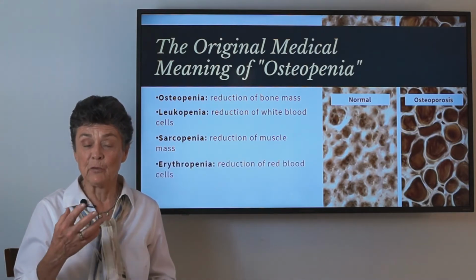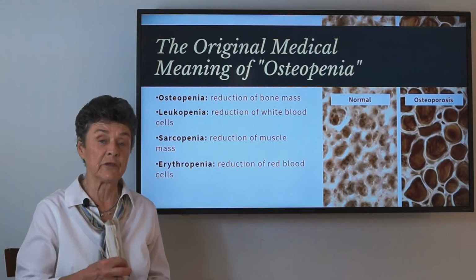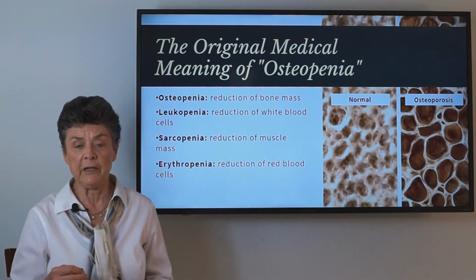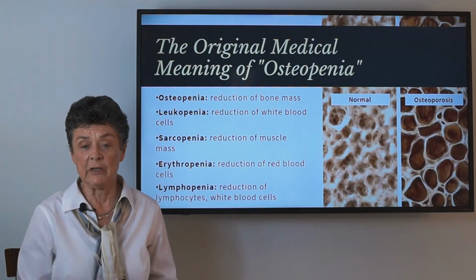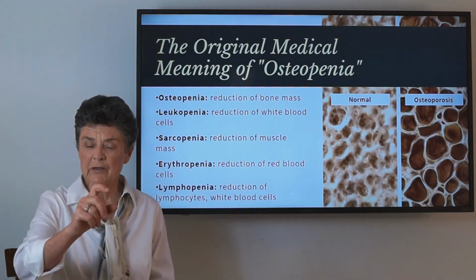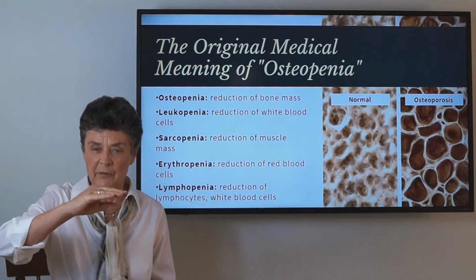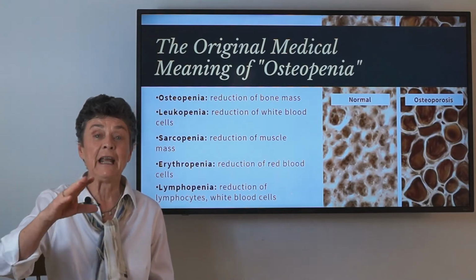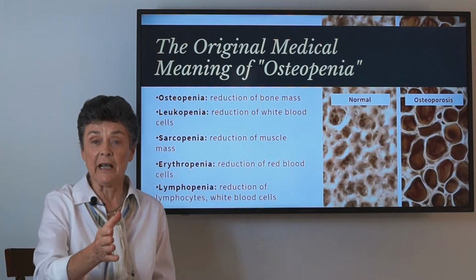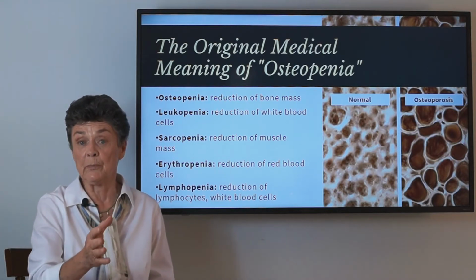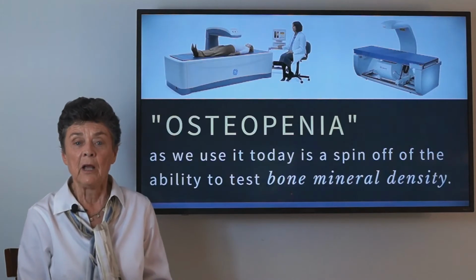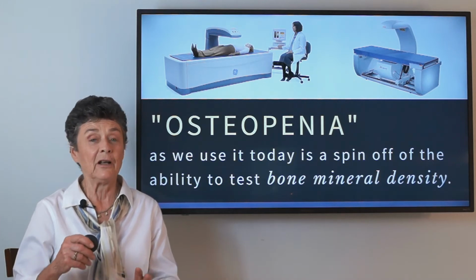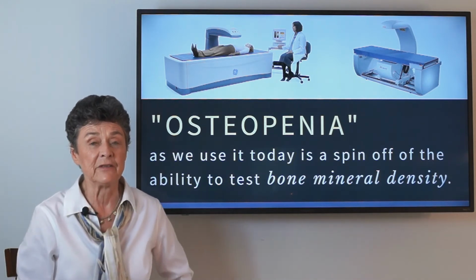Again, you'll find it in erythropenia. Red blood cells are called erythrocytes. A lack of red blood cells or a reduction in red blood cells is called erythropenia. And finally, lymphopenia is a reduction of lymphocytes or white blood cells. So you'll notice in all of these definitions, there's a reduction of a simple factor. To know the reduction, you have to know what the average is. So we're indicating, whether it's white blood cells or muscle mass, or whether it's bone, something lower than the average. The ability to talk about osteopenia came with this measurement of bone density testing.